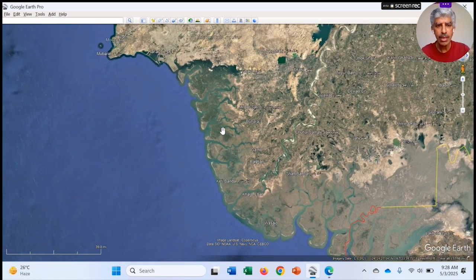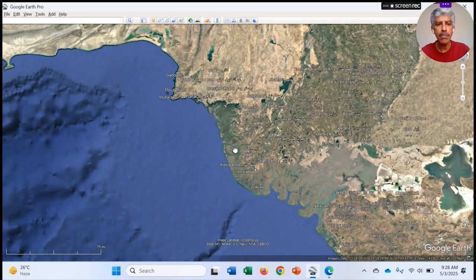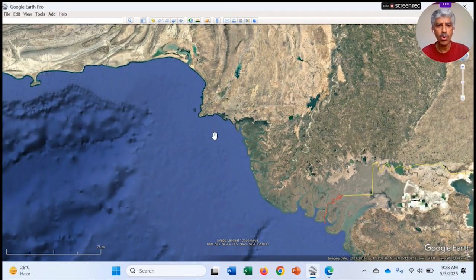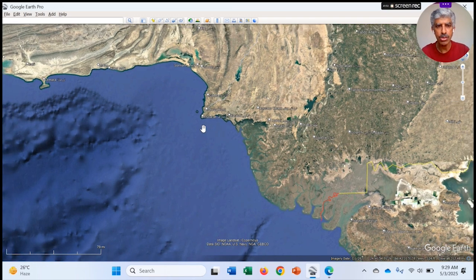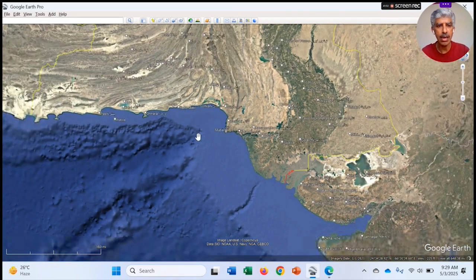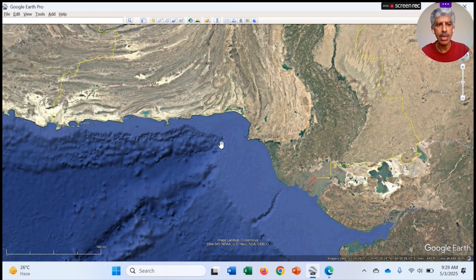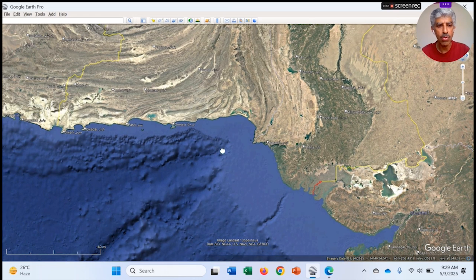So if we protect the mangrove forest, if we make certain laws so that industries do not pour their waters into the Arabian Sea before filtration, we can have better protection of the coastal areas of Pakistan, and develop Pakistan's fishing industry, and protect the mangrove forest. That would be very, very good for Pakistan.